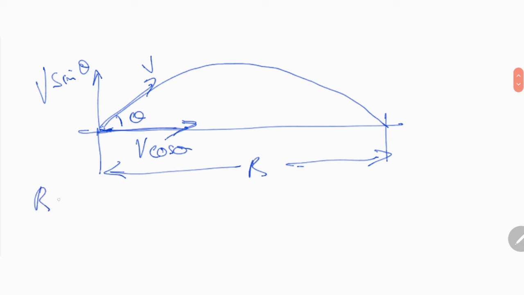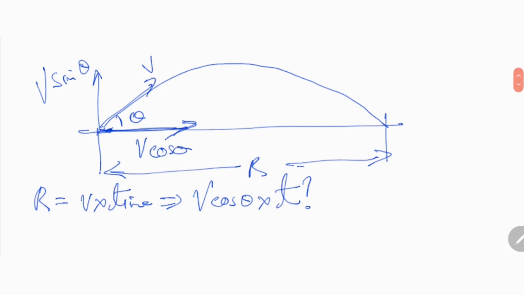We know that range or distance covered is equal to velocity into time. So in this case, we know the velocity along the x-axis, which is v cos theta, into time. But do we know the time? We don't know the time. But is there a way we can calculate it?